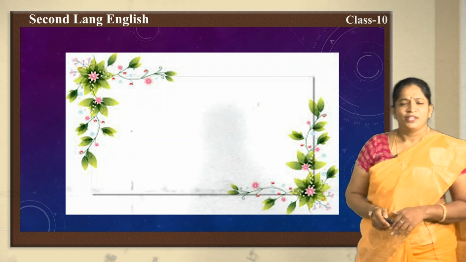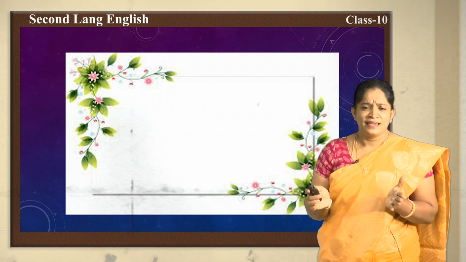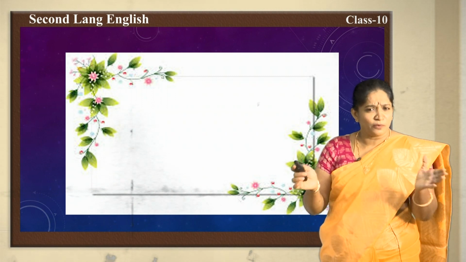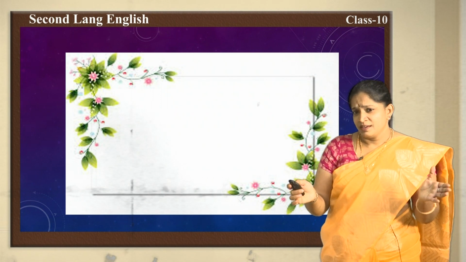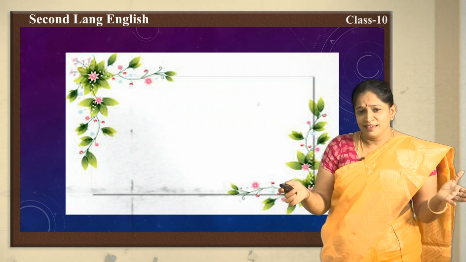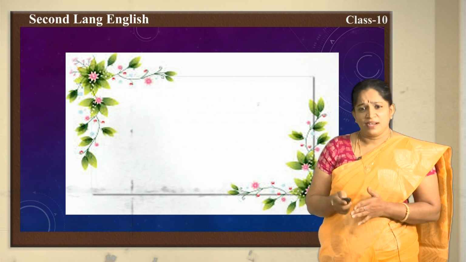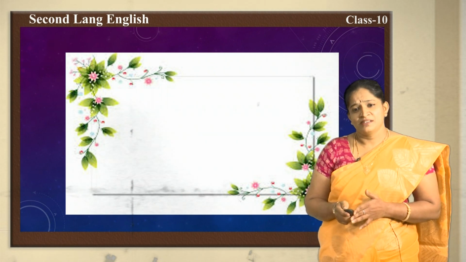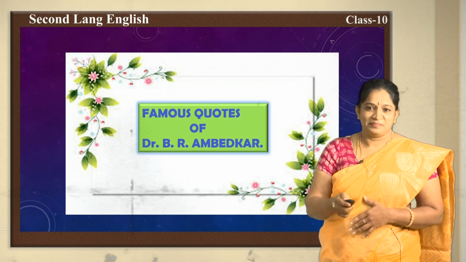Okay, children, you know, Ambedkar was a multi-talented personality. He was a jurist, an anthropologist, a writer, a philosopher, and many more things. He had great ideologies towards the society. So, let us brush up our knowledge with the famous quotes of Dr. B.R. Ambedkar.